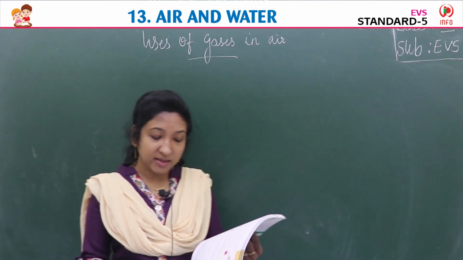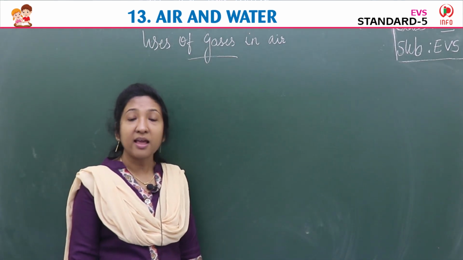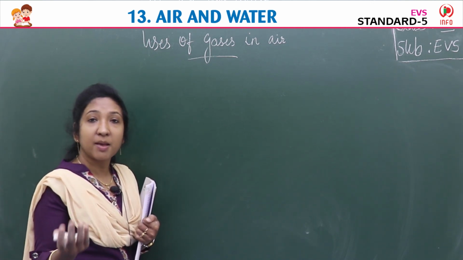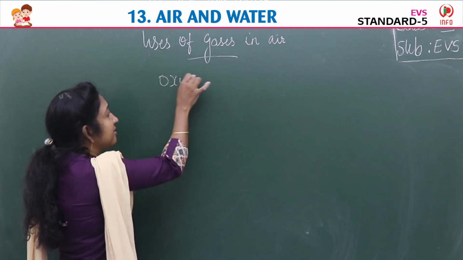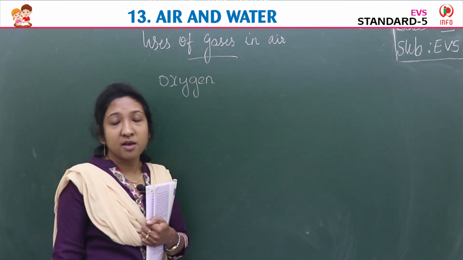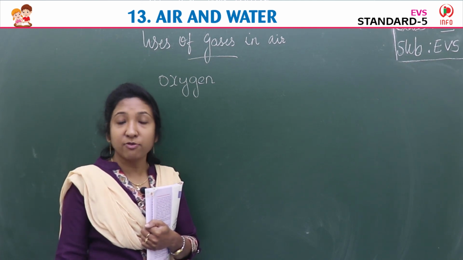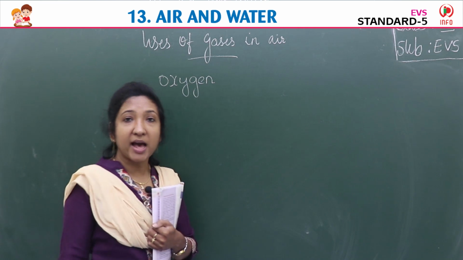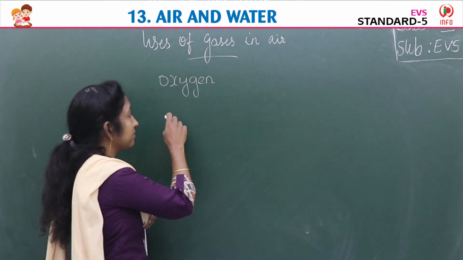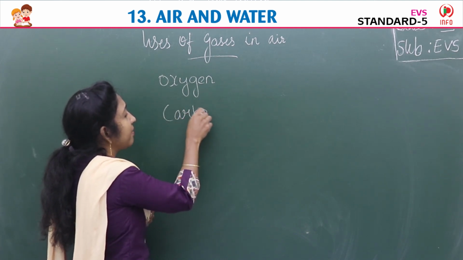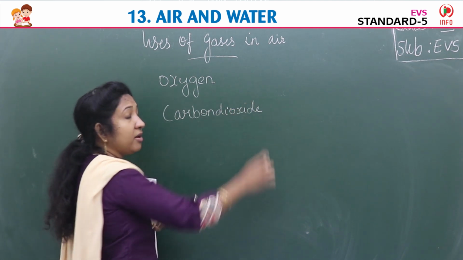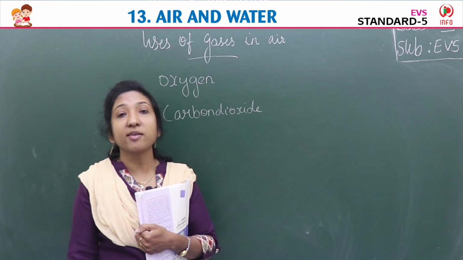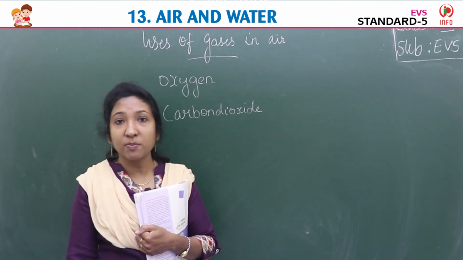So what are the uses of gases present in the air? Yes, air is a mixture of gases. We say it contains gases like oxygen, nitrogen, water vapor, argon, krypton, and some other gases also. So oxygen is the main gas that all living organisms need, because oxygen supports life. So oxygen is very important for all the living things. We inhale oxygen, we breathe it, and we exhale, we give out carbon dioxide. Then after oxygen comes carbon dioxide. Carbon dioxide is used by plants for making the food, and also in soft drinks we use carbon dioxide, and solid carbon dioxide is called dry ice, which is used as freezing agent to make into ice.